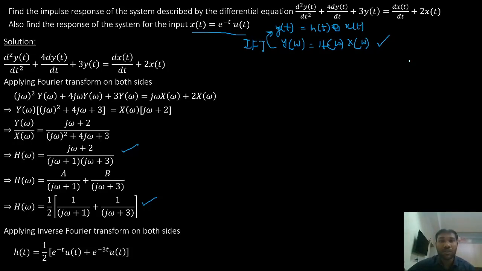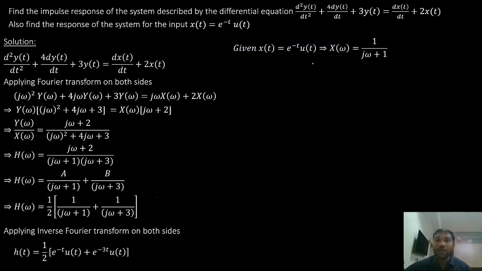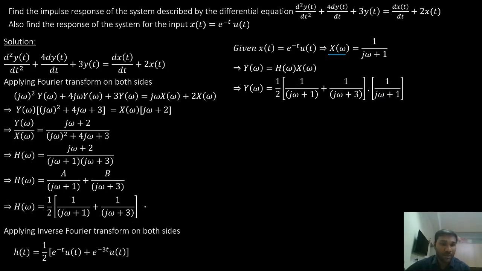So first, what is the input? X of t is e power minus t into u of t. So the corresponding X of omega is 1 by (a plus j omega). Here a is equal to 1, so 1 by (j omega plus 1). And my H of omega is, I'm taking this expression. So I'm going to multiply H of omega and X of omega, which gives my Y of omega. So simplifying this, I have 1 by (j omega plus 1).